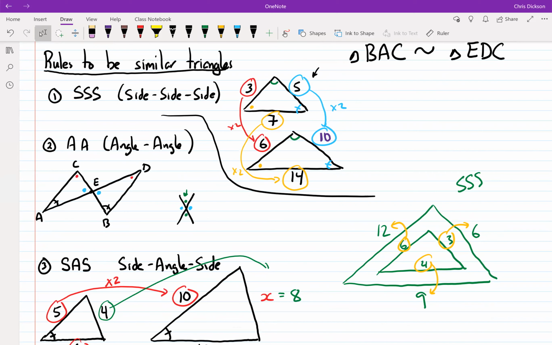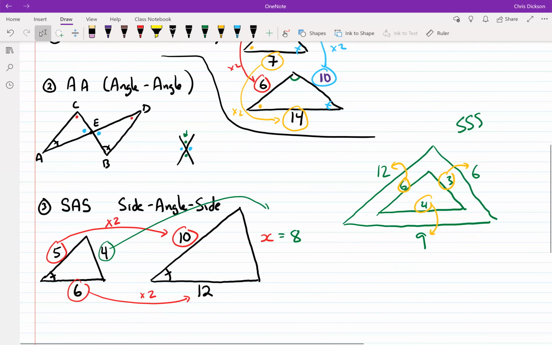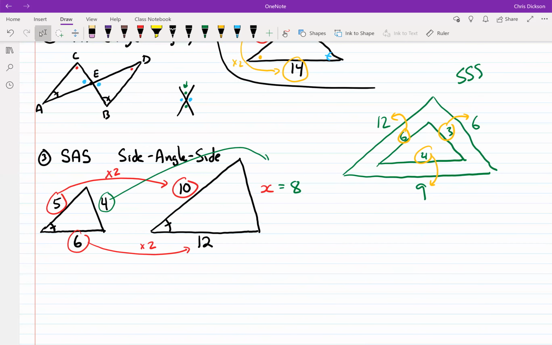And the last rule, which can be hard to see sometimes, is the rule where you have side, angle, side. So the two sides aren't the same, but they're related to each other. They're multiplied by the same proportion, but the angle is the same. So side, angle, side: two sides that are similar and have been multiplied by the same proportionality, but the angles are the same.